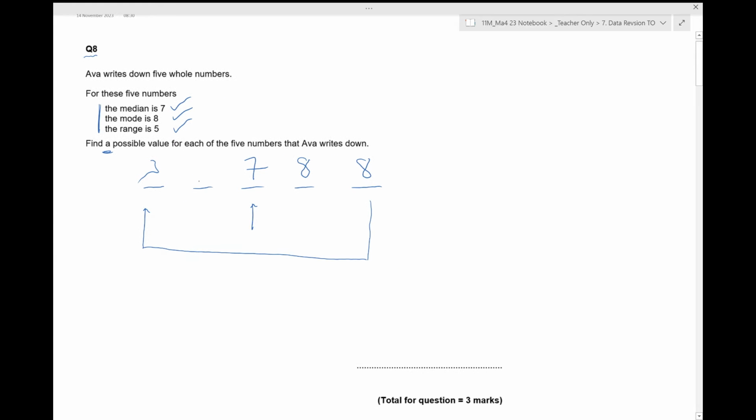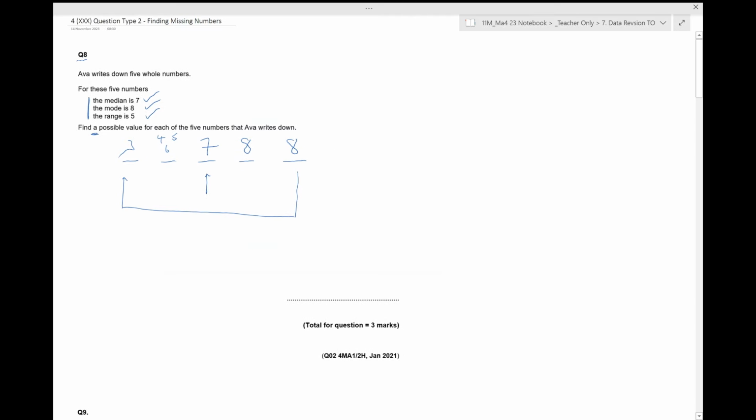Could it be a 3? No, because then the mode wouldn't be 8. The mode would be 8 and 3. Could it be 4? Yes. Could it be 5? Yes. Could it be 6? Yes. Could it be 7? No, because then the 8 wouldn't be the only mode. So there are 3 possible answers here.